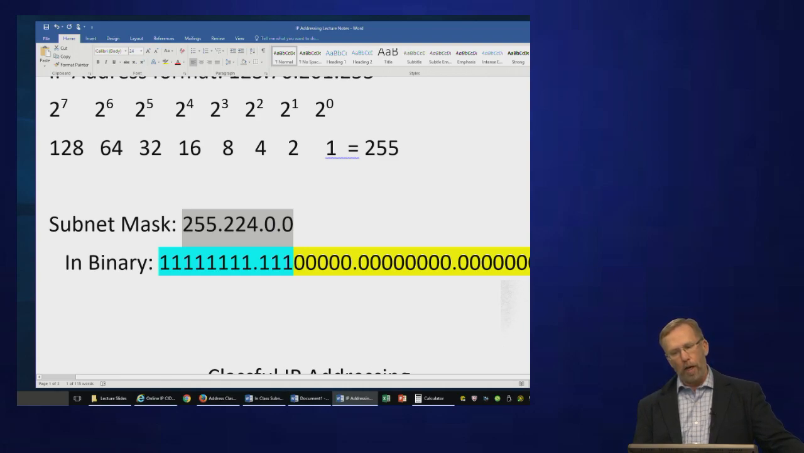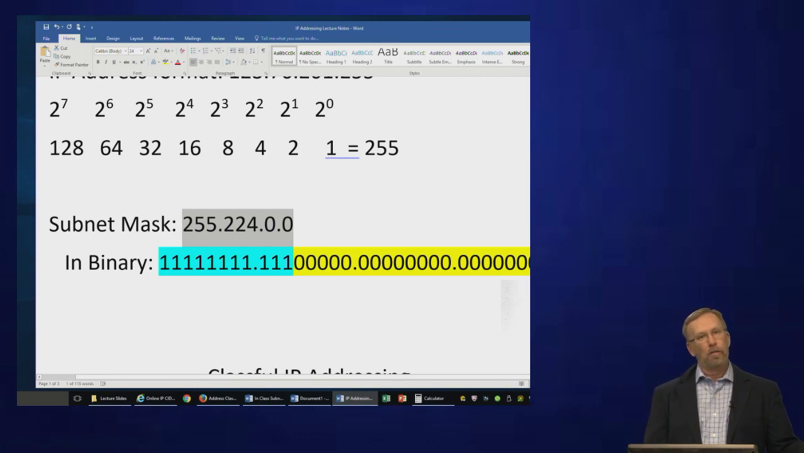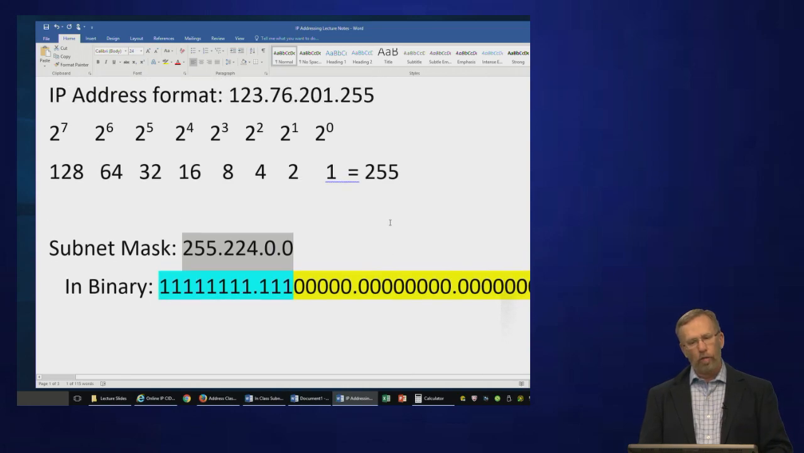So with 21 binary bits, I have a lot of combinations, which means I have a lot of hosts that can go on this network. And we're going to look at how we determine that in a minute. So that's the basic structure of an IP address.